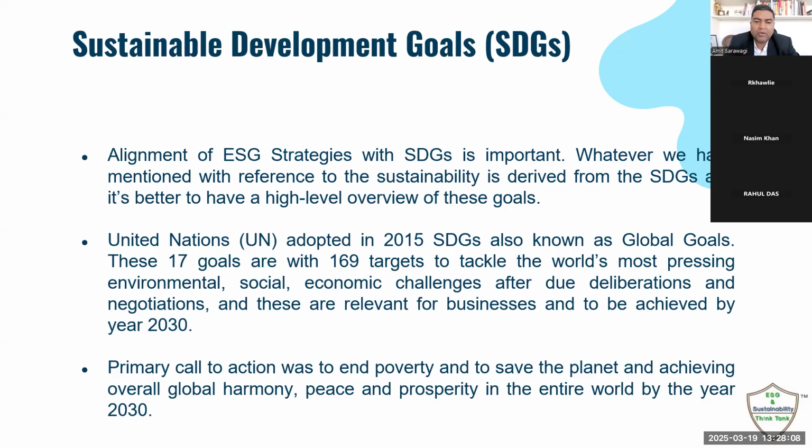Now, primary call to action was to end poverty and to save the planet and achieving overall global harmony, peace and prosperity in the entire world by the year 2030. So what was the objective? To end poverty and to save the planet and achieving overall global harmony, peace and prosperity.